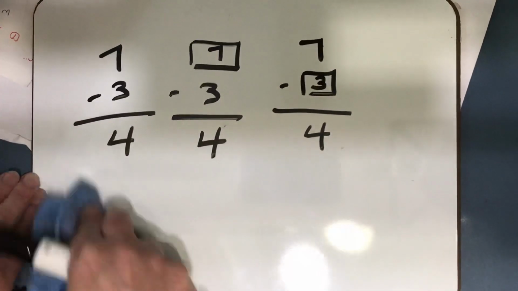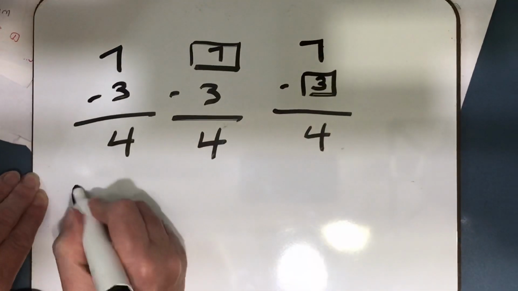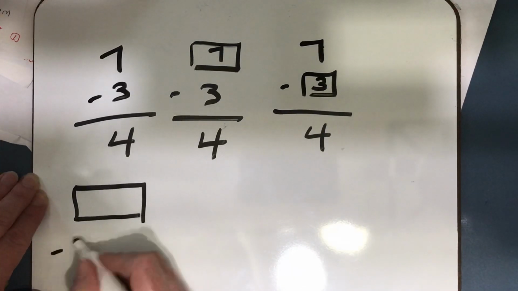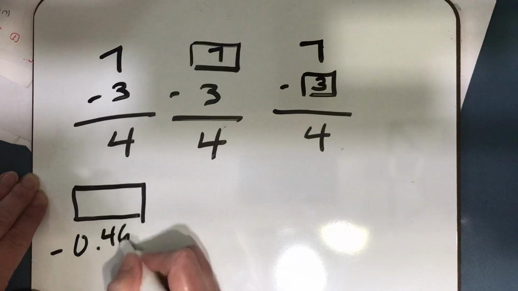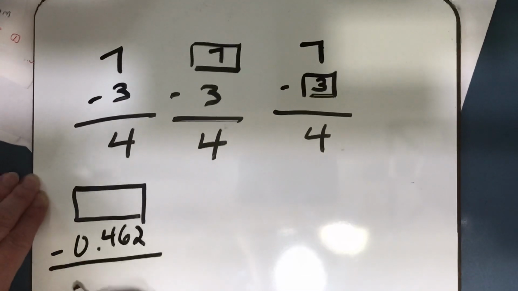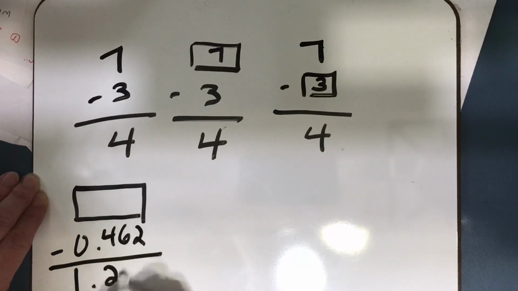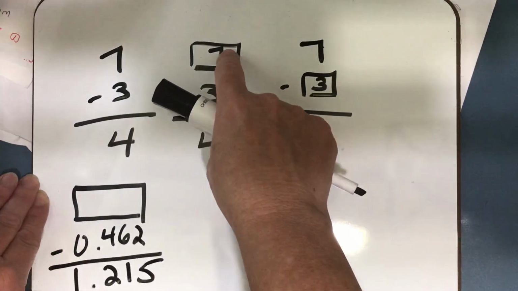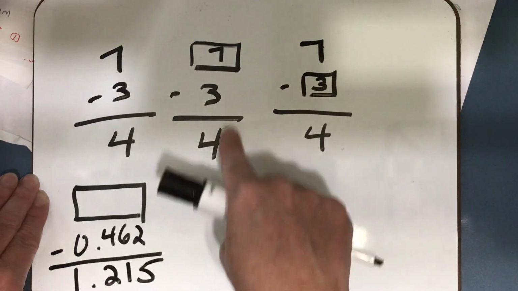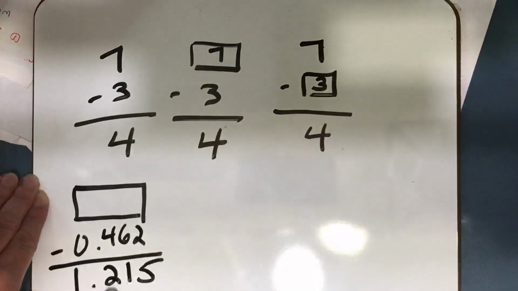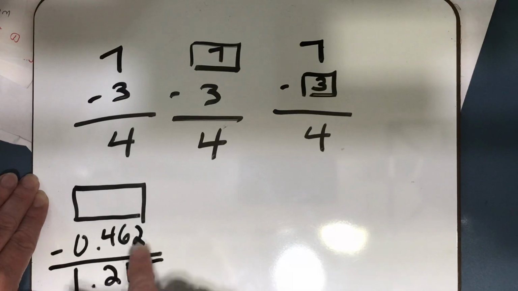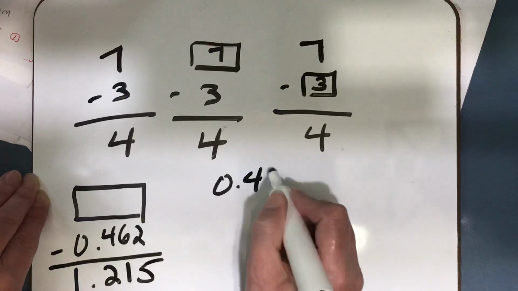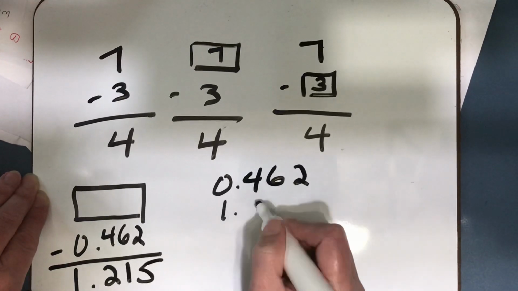So on number 5, we're missing this number right here. I have something minus 462 thousandths equals 1 and 215 thousandths. Okay, and I know that if I was missing my minuend, I take the difference plus the subtrahend. 4 plus 3 equals 7. So I just need to add 1 and 215 thousandths plus 462 thousandths. And that will give me my top number.